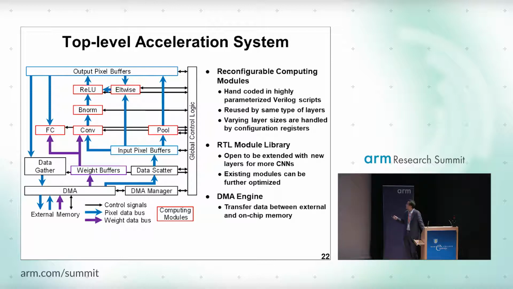Notably, we make these computation modules reconfigurable such that we hand code different modules in highly parameterized Verilog scripts, and they can be reused by different types, different layers of the same type, and varying layer size are handled by the configuration registers. The RTL module libraries that we design are open and can be extended with new layers or new CNN structures that might come in the future. And we also integrated with some of this Intel Altera DMA engines such that the DRAM access and communication can be handled together in real time.